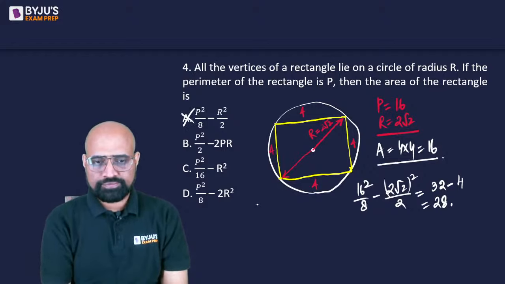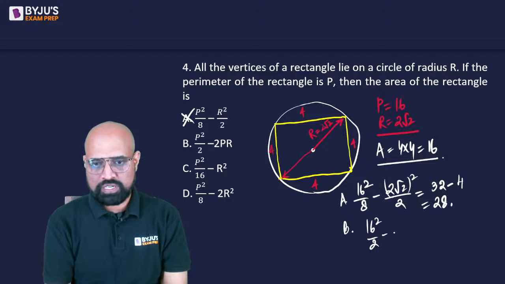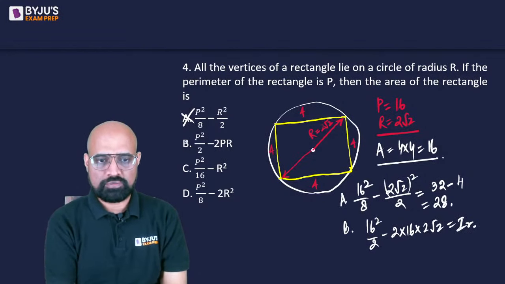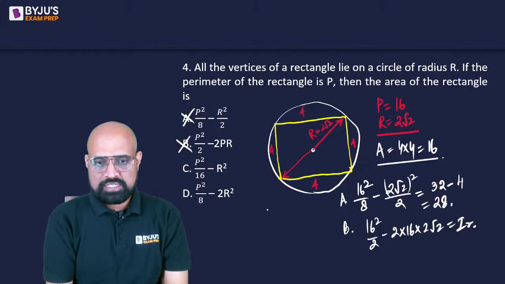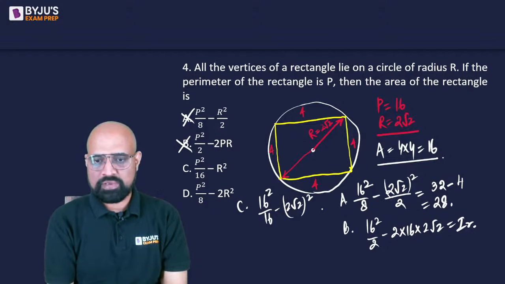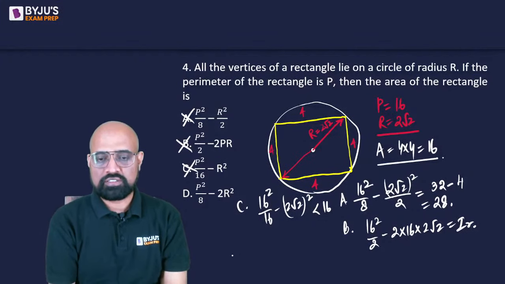Okay. Second option, right? Second option is going to be 16 square by 2 minus 2 into 16 into 2 root 2. The answer is going to be irrational, right? So B can't be our answer. C, this is 16 square upon 16 minus 2 root 2 whole square. So this is 16 minus something, which is less than 16 for sure. So C can't be our answer.